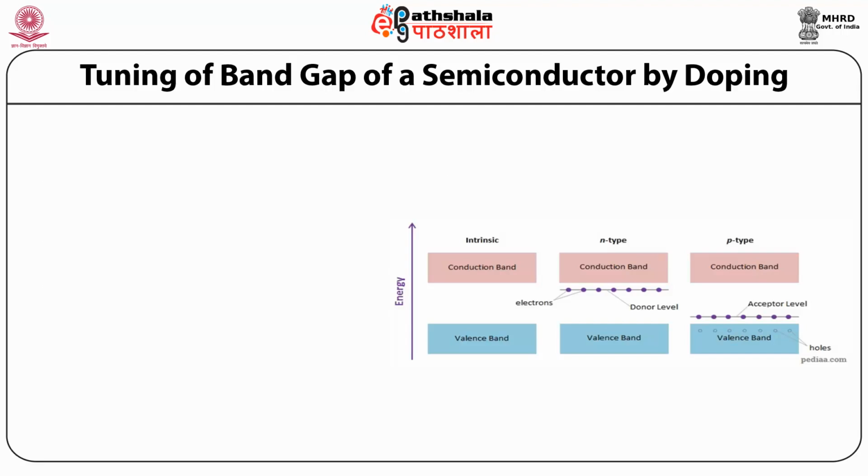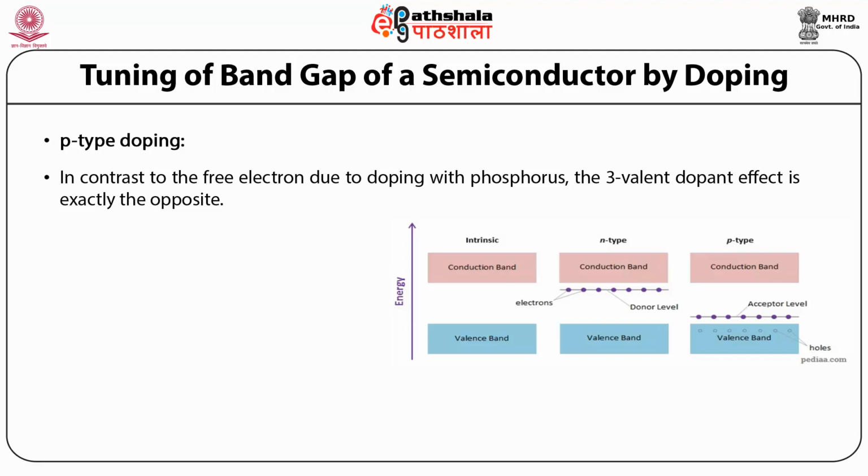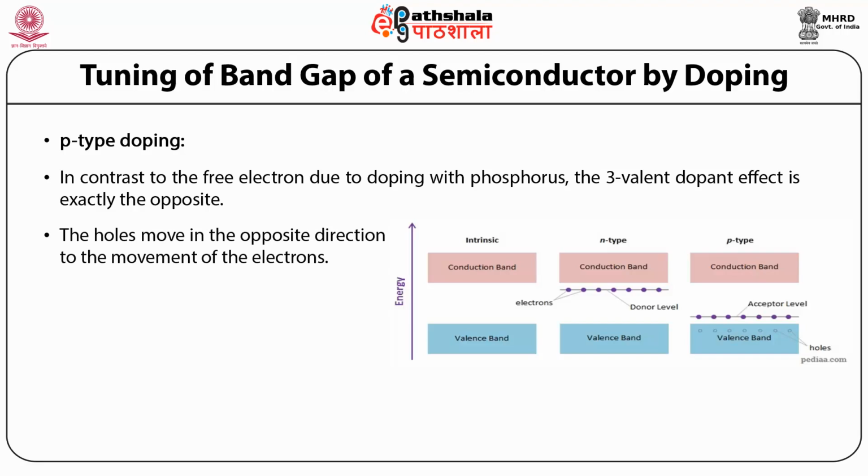Now let us talk about p-type doping. In contrast to the free electron from doping with phosphorus, the effect of the 3-valent dopant is exactly the opposite. The 3-valent dopant can catch an additional outer electron, thus leaving a hole in the valence band of the silicon atom. Therefore, the electron in the valence band becomes mobile. The hole moves in the opposite direction to the movement of the electron.